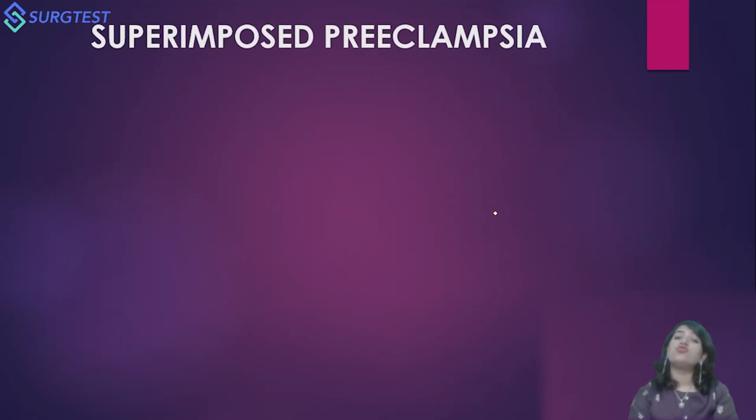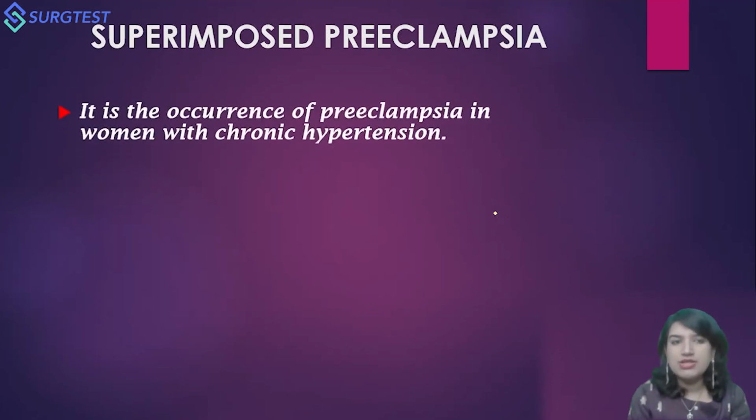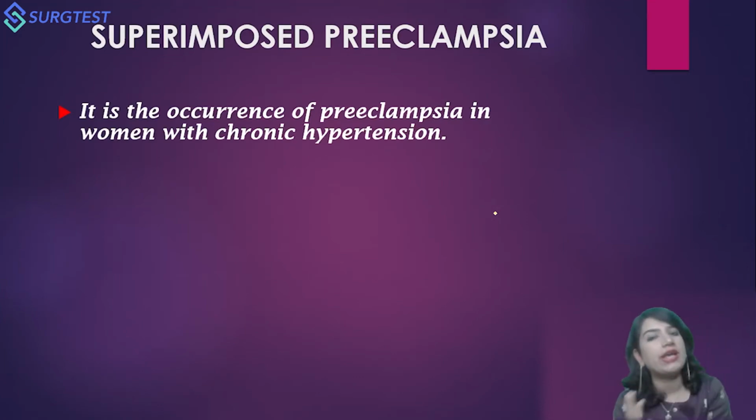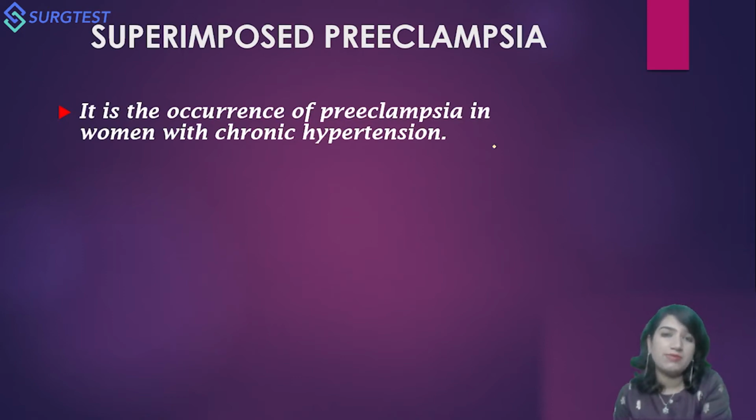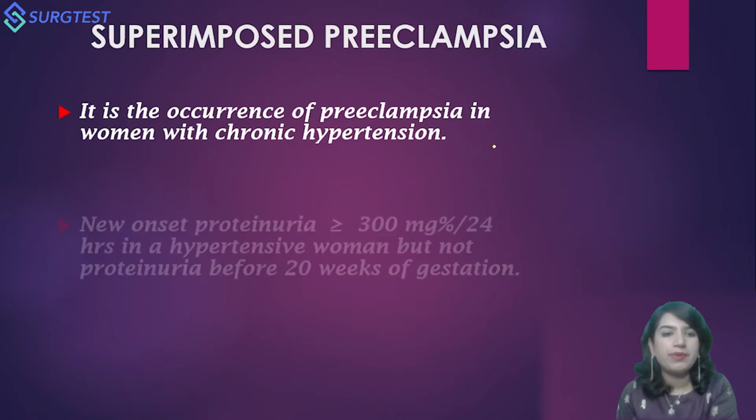The next comes superimposed preeclampsia. So what is superimposed preeclampsia? It is the occurrence of preeclampsia in a woman who is already diagnosed with chronic hypertension. Suppose a woman is hypertensive pre-pregnancy, or we know that raised BP recordings are noted in the first trimester itself, so it is because of chronic hypertension. But she also develops signs, symptoms, and biochemical parameters suggestive of preeclampsia later on. Then it is diagnosed as superimposed preeclampsia.